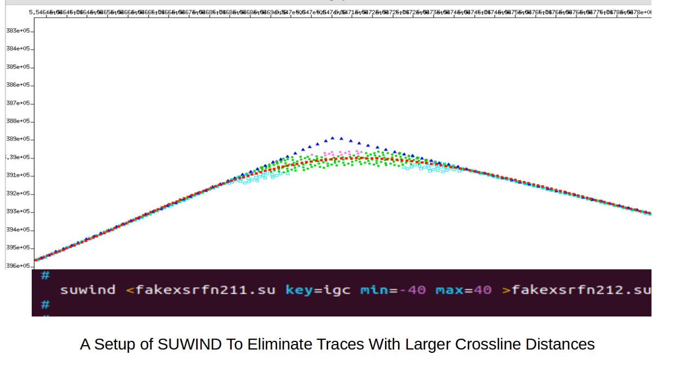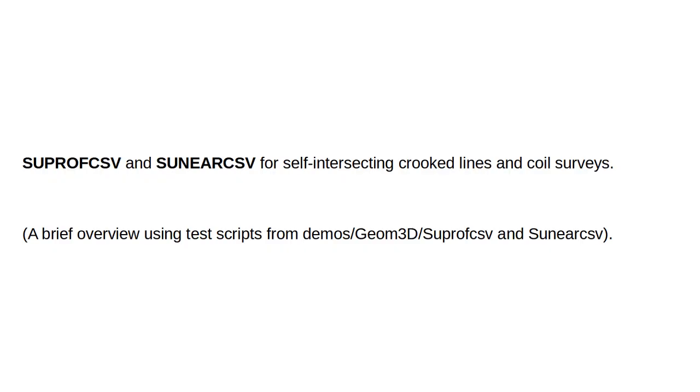In general, if you are trying to get the best focus of a target offset range, you need to consider the offset distance range, the crossline distance range, and where you located the actual CDP profile points. Also, if, for some reason, you want rectangular CDP areas, you can achieve this by using another SUN to limit the inline distance values. This is a plot made by a test job in the demos Geom3D SuPro CSV directory.